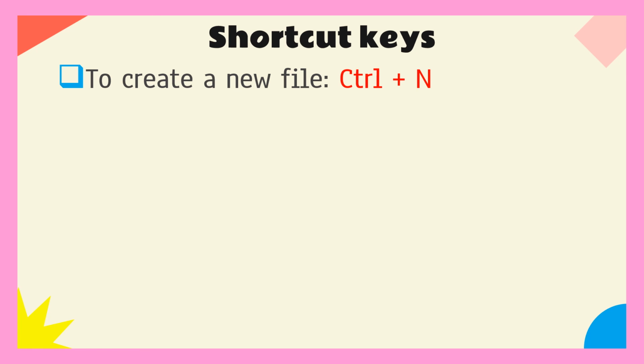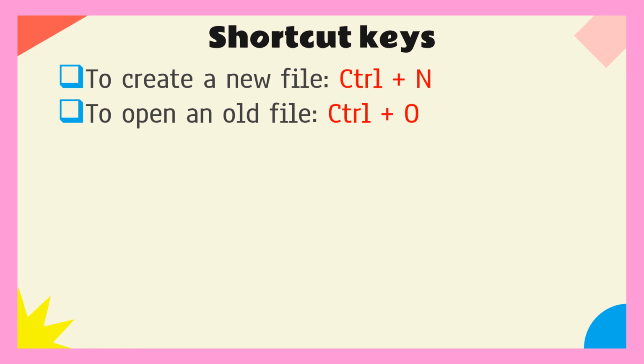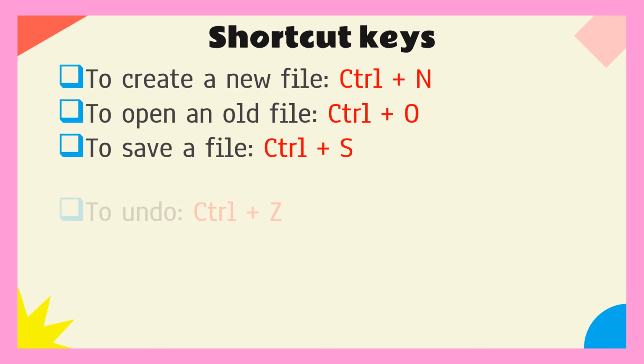on the Paint window. To open an old file, if you have created a file and you want to open it to view that file, you can press the Ctrl plus O keys from the keyboard. To save a file in MS Paint, you can use the shortcut key Ctrl plus S.